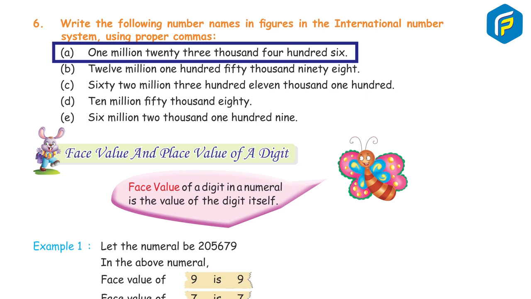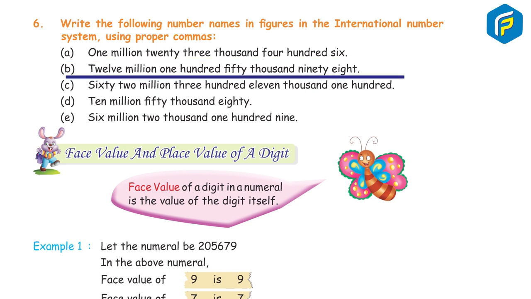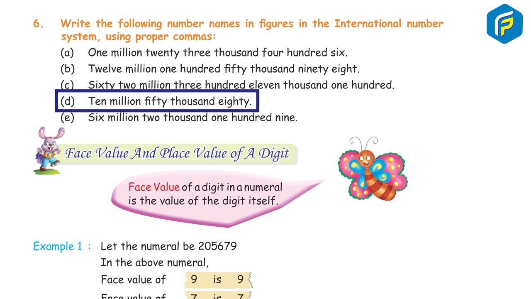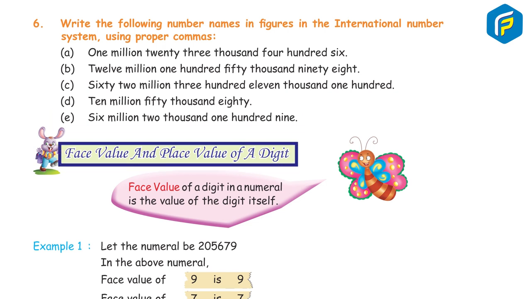Question 6. Write the following number names in figure in the international system using proper commas. Answer: A. 1,023,406. B. 12,150,098. C. 62,311,100. D. 10,050,080. E. 6,002,109.